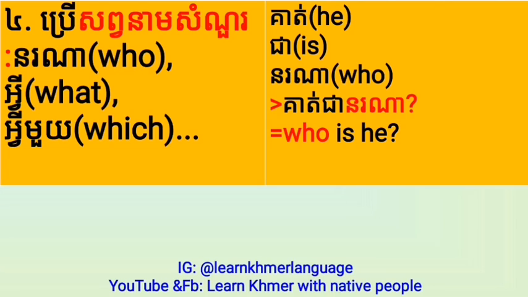គាត់ជានរណា. គាត់ it means that he. ជា it means that is. នរណា it means that who. So who is he in Khmer language we say គាត់ជានរណា.